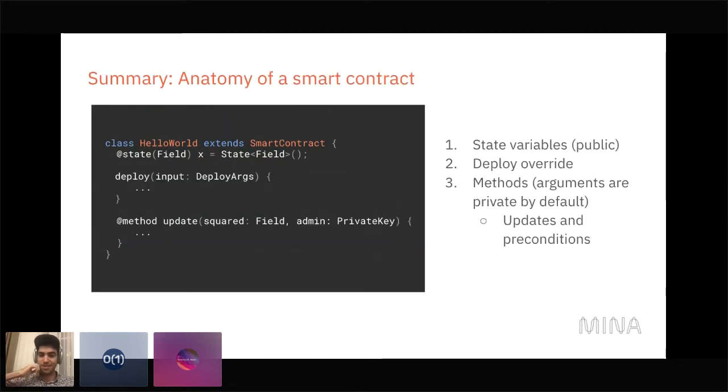So just in summary, smart contract, it's a class. You extend SmartContract. You have state at the top. Then you have your deploy that you override. And then you add methods with this @method decorator for all of the entry points of your smart contract. And the arguments of the method are private by default. And when you execute it, you create a proof that updates have run under some preconditions, and you also send those updates.